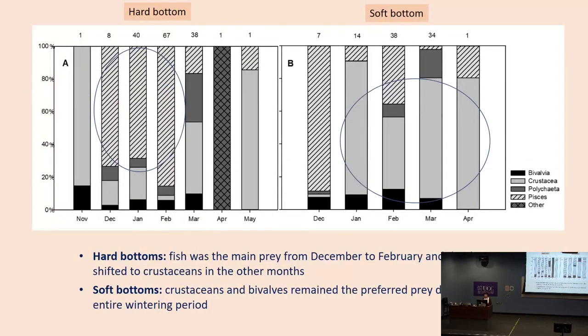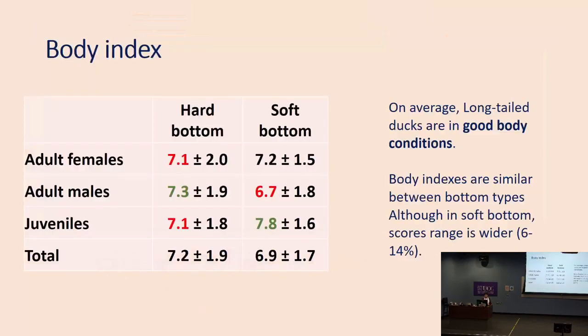Another thing that we wanted to investigate was the variation of the diet during the wintering months. In hard bottom, fish was the main prey from December till February, and then the diet shifted to crustaceans in other months, while in soft bottom, crustaceans and bivalves remained the preferred prey during the whole period. One more thing was the body index. The body index gave us a good idea that long-tailed ducks were in good body condition in both bottom types, with a score of 7 out of 9. The body indexes were also similar between adults and juveniles and between males and females.